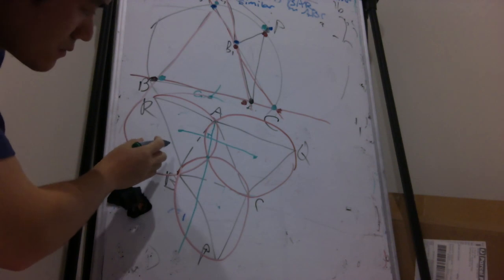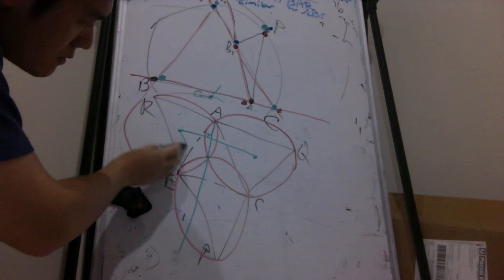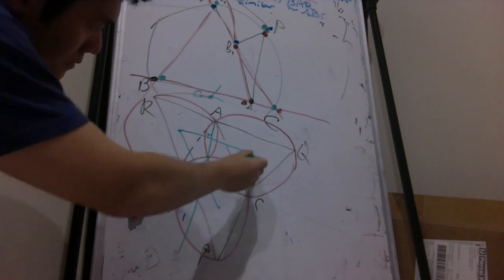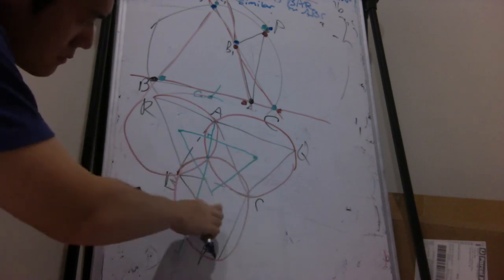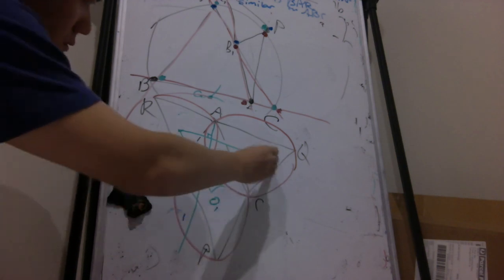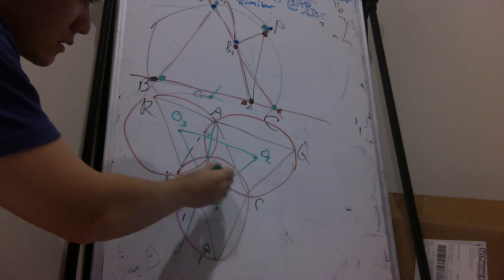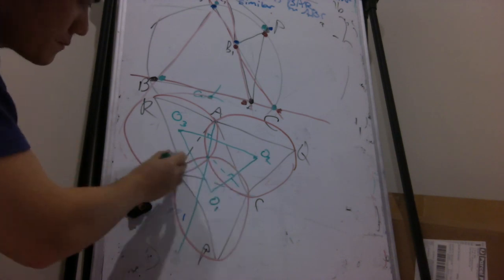So all of them are perpendicular to the radical axis. O1, O2, O3, yeah. These are all perpendicular to here, yeah.